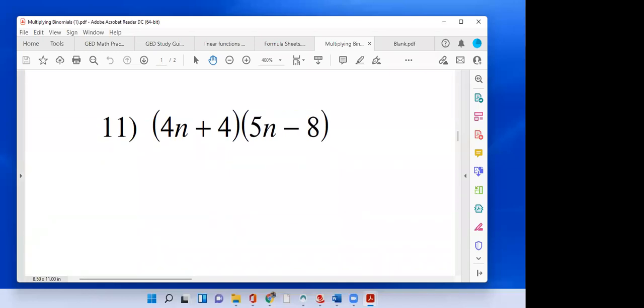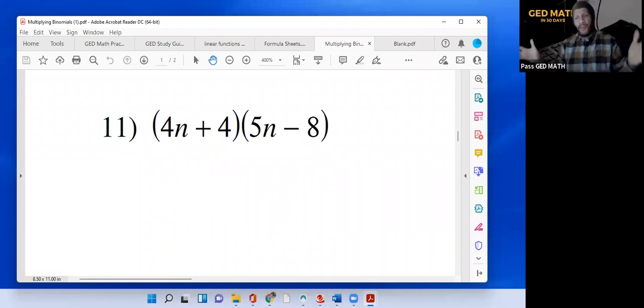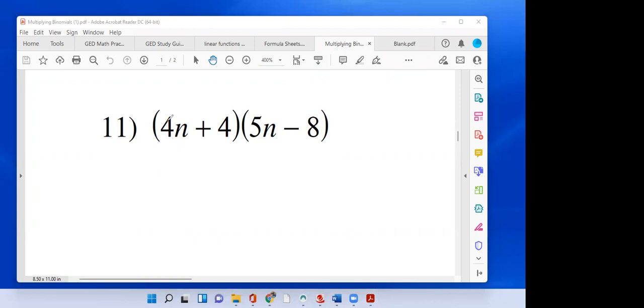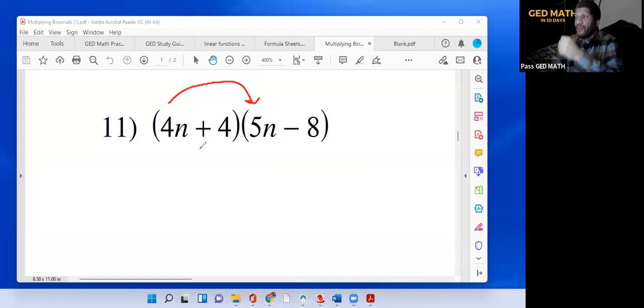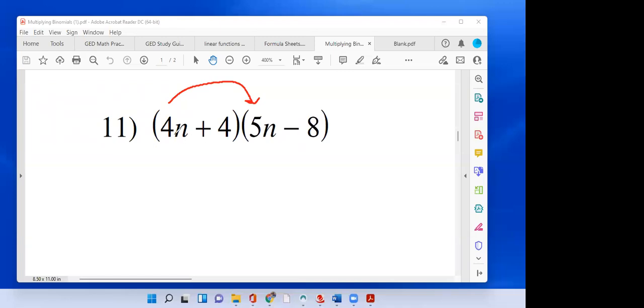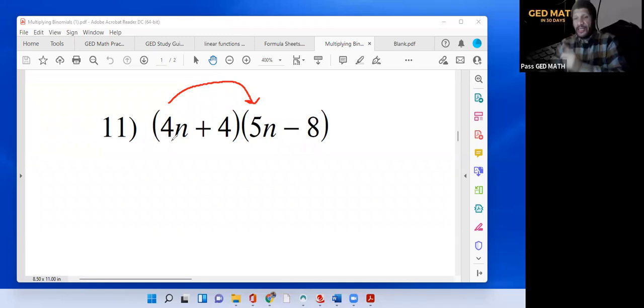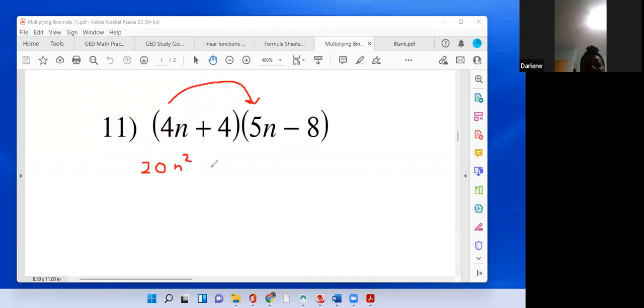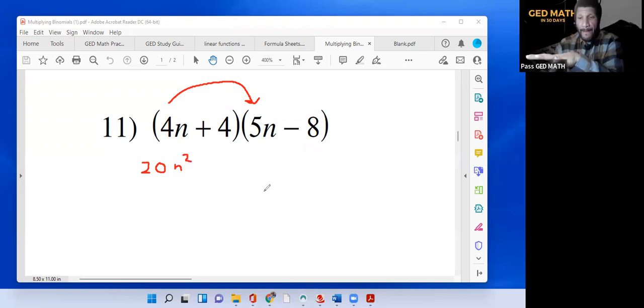Now, I'm cold, my brain is frozen, I can't remember how to do this problem. How do I multiply (4n + 4) times (5n - 8)? Can somebody tell me what to do? It doesn't matter who, just tell me what I would do. We're going to start with 4n multiplied by 5n. What do we get? 20n? Nope, 20n squared. If you notice, 4 times 5 is 20, and then n times n is n squared. Does everybody understand that? Yes.